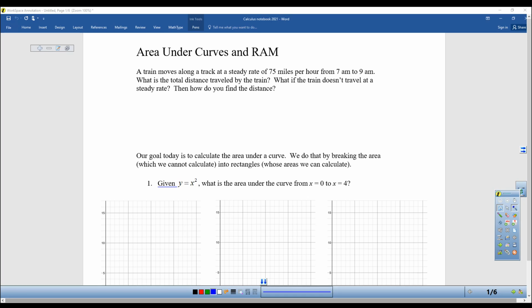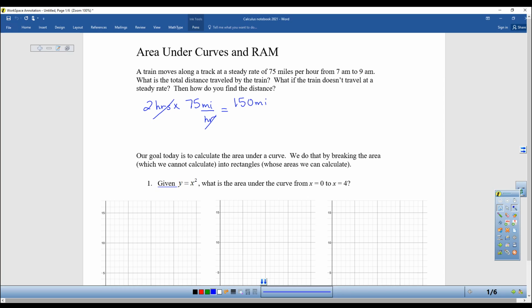So a train moves along a track at a steady rate of 75 miles an hour from 7 a.m. to 9 a.m. What is the total distance traveled by the train? This is not challenging math for you in calculus. So he goes for 2 hours at a rate of 75 miles per hour. 2 hours times 75 miles per hour. So the hours cancel and you get 150 miles.